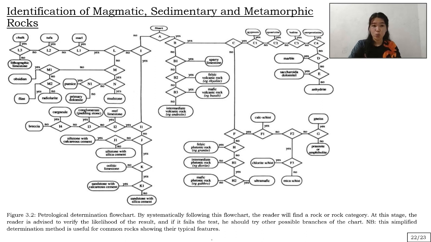So in Figure 3.1, it is a series of questions in order to identify what type of rock it is, either magmatic, sedimentary, or metamorphic. In this slide, Figure 3.2 shows the petrological determination flowchart. By systematically following this flowchart, the reader will find a rock or rock category. At this stage, the reader is advised to verify the likelihood of the result, and if it fails the test, you should try other possible branches of the chart. This simplified determination method is useful for common rocks showing their typical features.